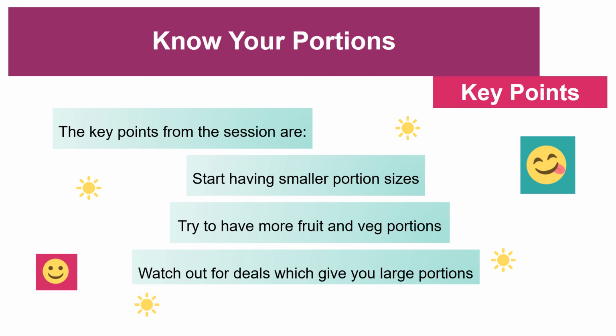Okay then, so the key take-home messages from today's session are: try to start having smaller portions, but remember, change slow and steady wins the race. Start to try more fruit and veg. You can have this as a snack or with meals. And watch out for those sneaky deals which offer more food, like buy one get one free or more to share.